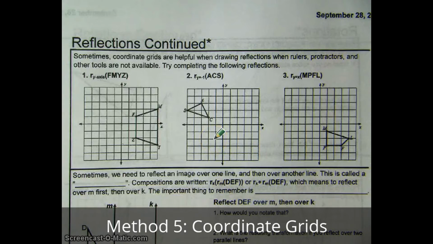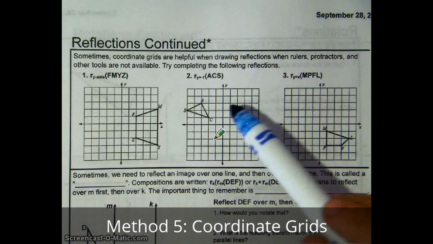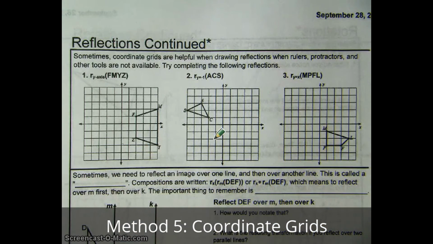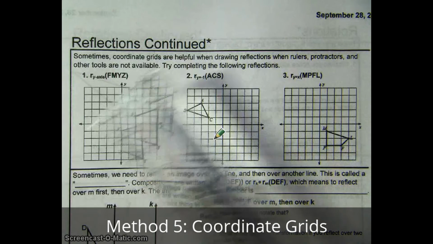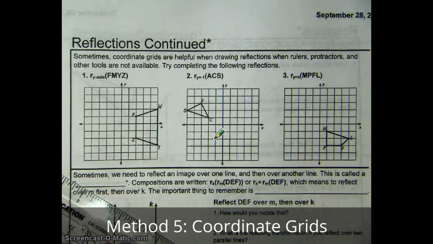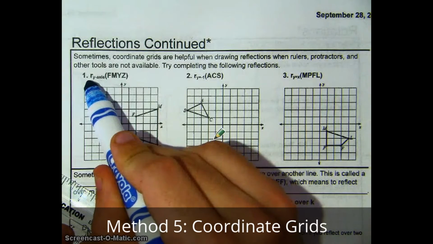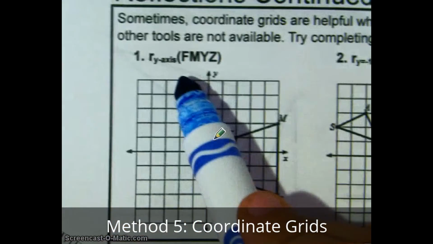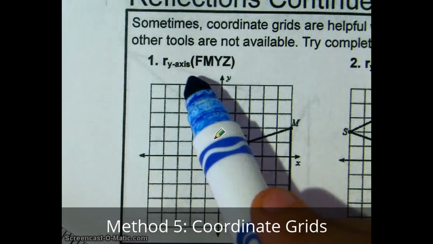Sometimes coordinate grids are helpful when drawing reflections when rulers, protractors, and other tools are not available. Try completing the following reflections that we have here. I'll do the first one with you, and then I'll help you find the line of reflection for the next two, and then you'll try them by yourself. So let's get started. Remember, this little r means reflection, and then I'm reflecting over the y-axis, and I'm going to move F, M, Y, Z over that y-axis.